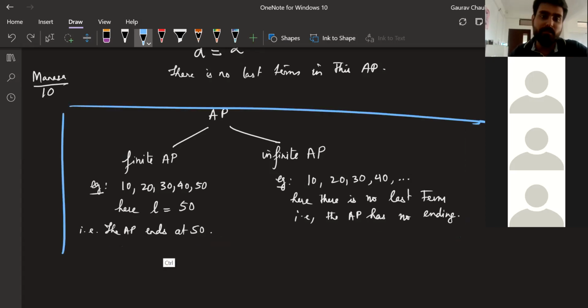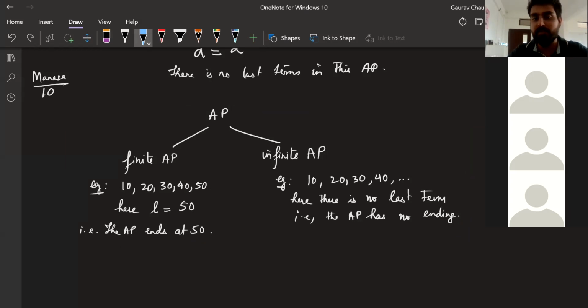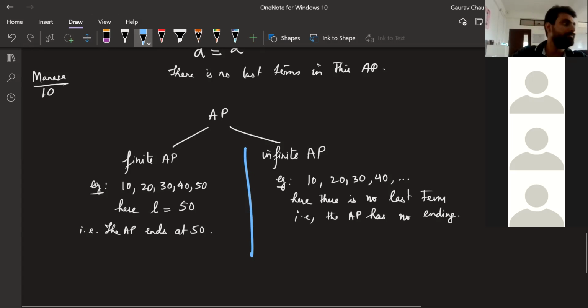2 types of AP, finite AP and infinite AP, and what is the difference? This is actually the same logic for any kind of progression, okay? But we are learning arithmetic progression, so I'm using this terminology to say that. I'll give you a minute. Take this down.